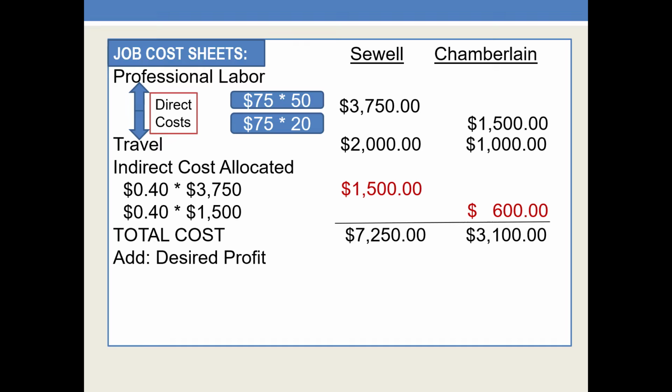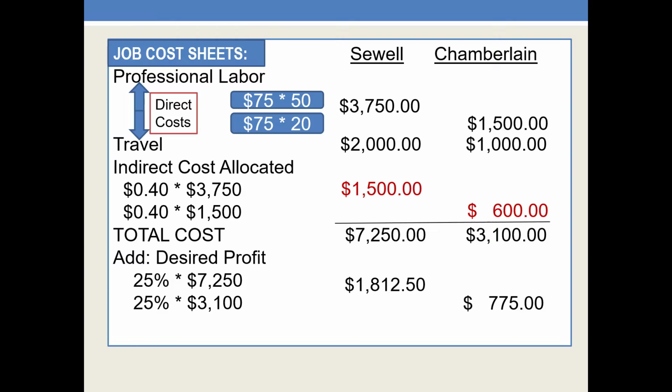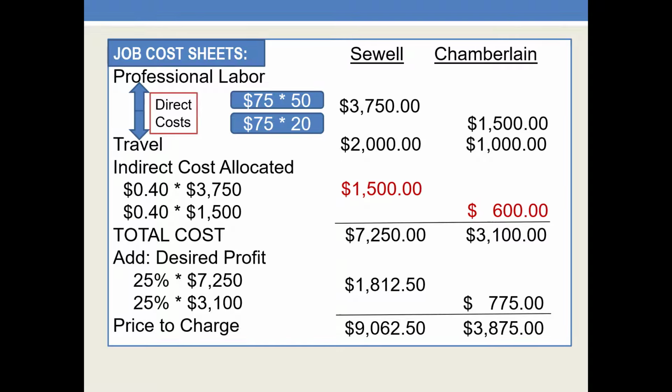Recall that we were expecting to add 25% profit on cost. So for the Sewell job, profit will be $1,812.50. And for the Chamberlain job, 25% of $3,100 is $775. So we should charge these clients $9,062.50 for Sewell and $3,875 for Chamberlain.